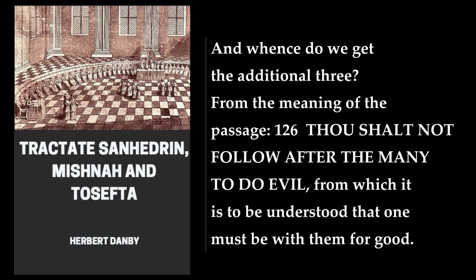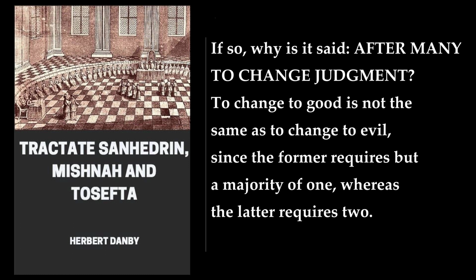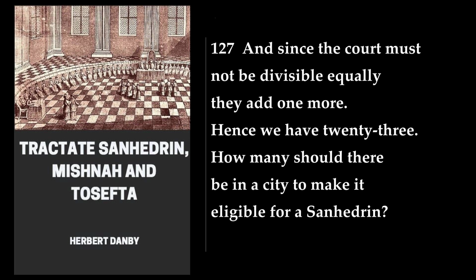From the meaning of the passage, "Thou shalt not follow after the many to do evil," from which it is to be understood that one must be with them for good. If so, why is it said, "after many to change judgment"? To change to good is not the same as to change to evil, since the former requires but a majority of one, whereas the latter requires 2. And since the court must not be divisible equally, they add one more. Hence we have 23. How many should there be in a city to make it eligible for a Sanhedrin?